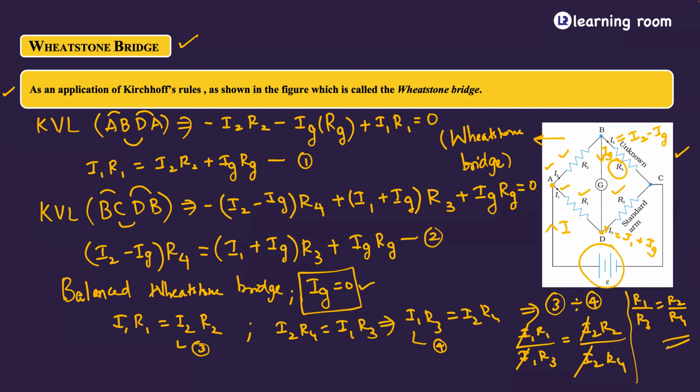Sir, why do we consider Ig equal to 0 when you call it a balanced Wheatstone bridge? Sir, any specific reason for that? Because this part will become an open circuit.